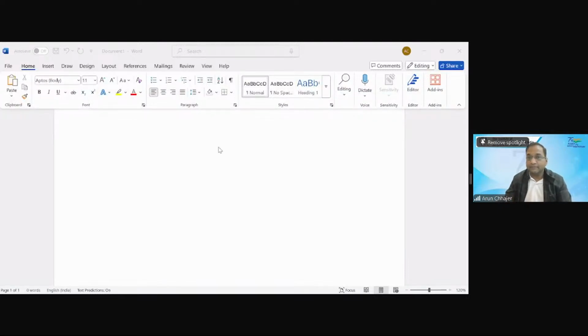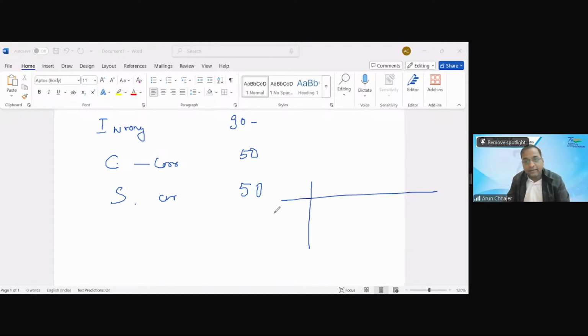In my first example, I have the wrongly availed IGST credit of rupees 90. This was wrong. I have the CGST correct ITC of 50 and I have the correct ITC of SGST, which is 50. In this month, I have the liability under I 0, under C 45, under S 45. You have the ITC under I rupees 90, under C 50, under S 50.